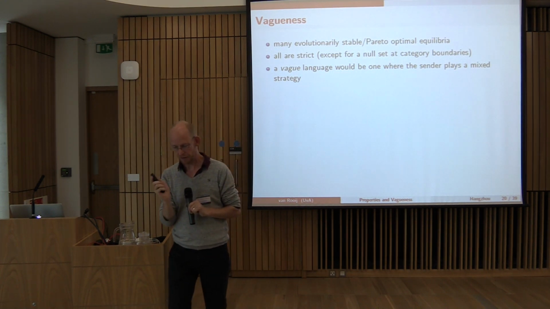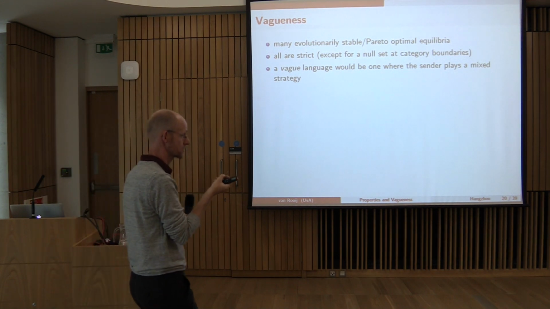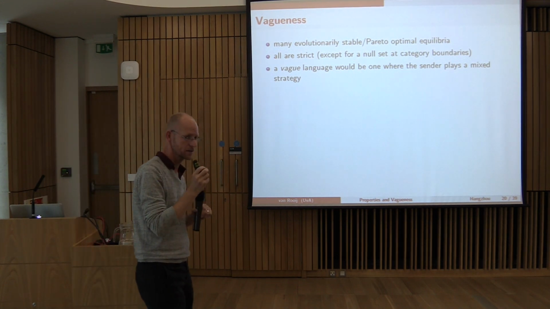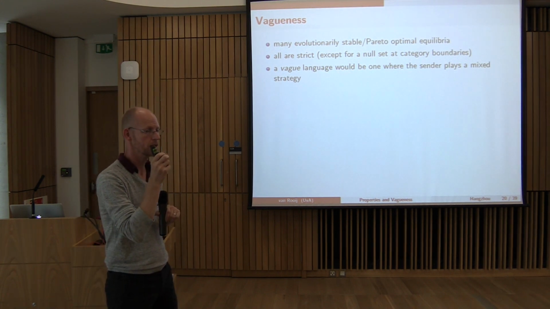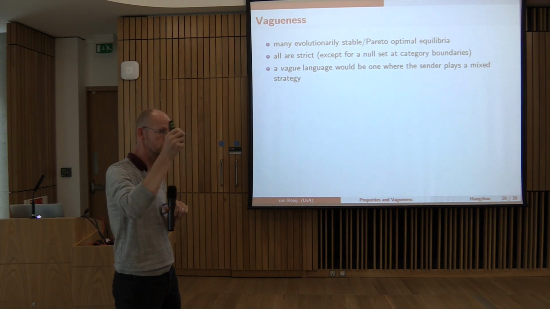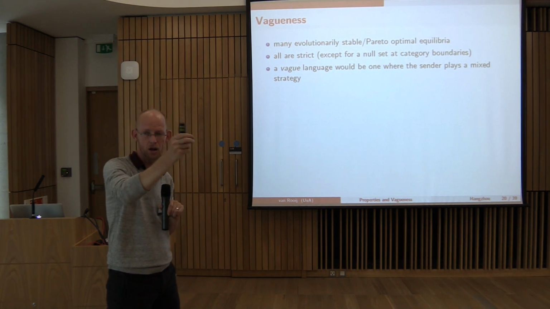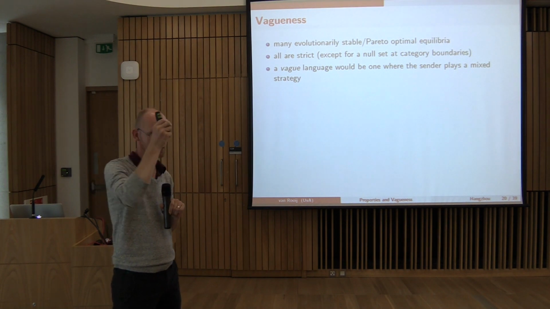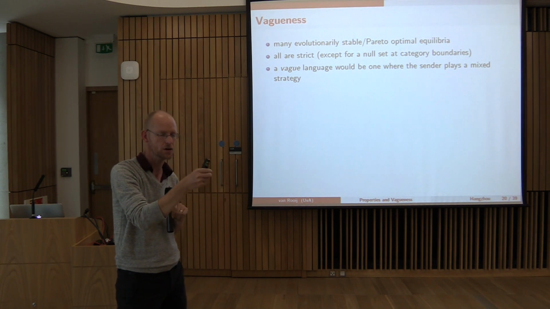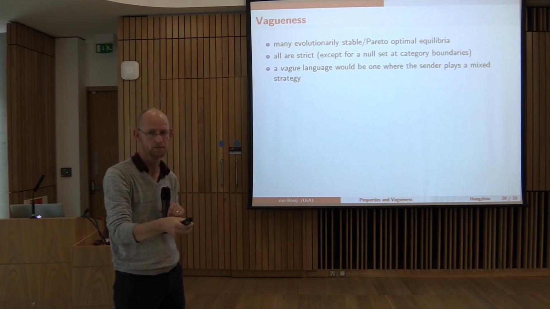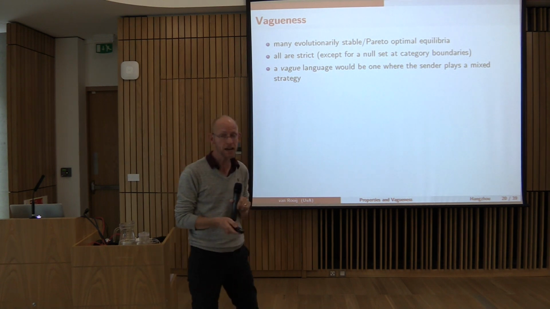Now, one way to account for vagueness: a signaling equilibrium is that sender and receiver play their roles, they have a certain strategy, but they always use the same strategy. In these equilibria, they never use a mixed strategy. But intuitively, to account for vagueness, maybe we want them to play a mixed strategy.